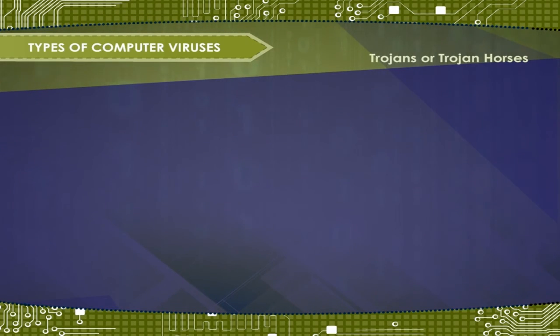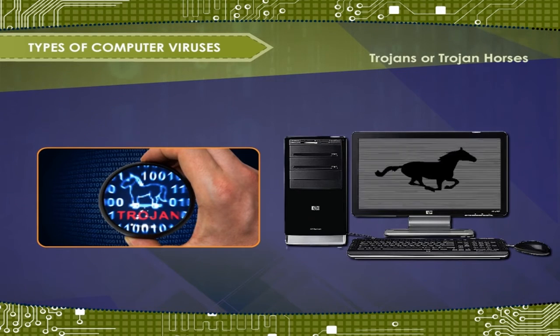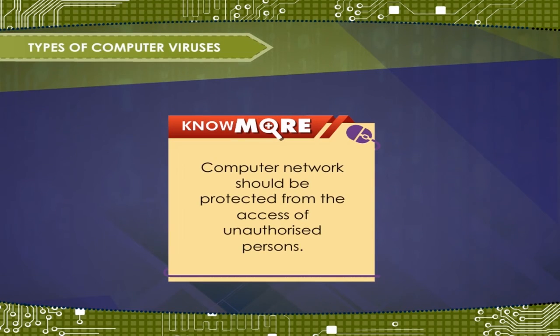Trojans or Trojan horses. Another unsavory breed of malicious code are Trojans or Trojan horses, which, unlike viruses, do not reproduce by infecting other files, nor do they self-replicate like worms. They are programs that seem to be useful, but they have malicious code hidden in them. Computer networks should be protected from the access of unauthorized persons.